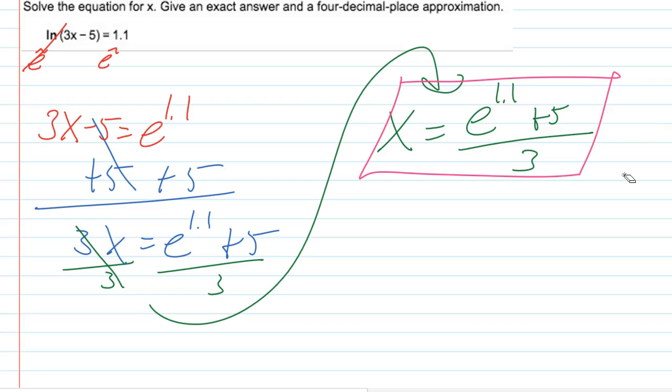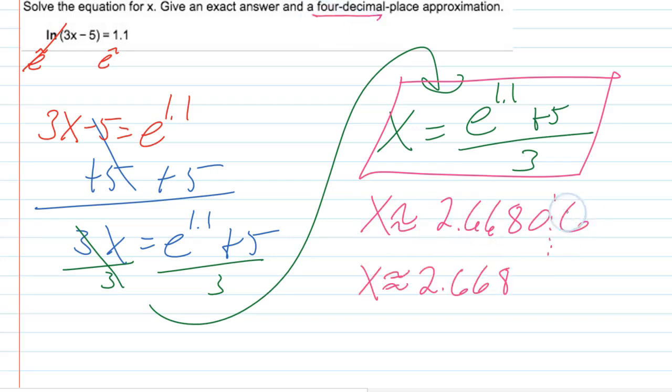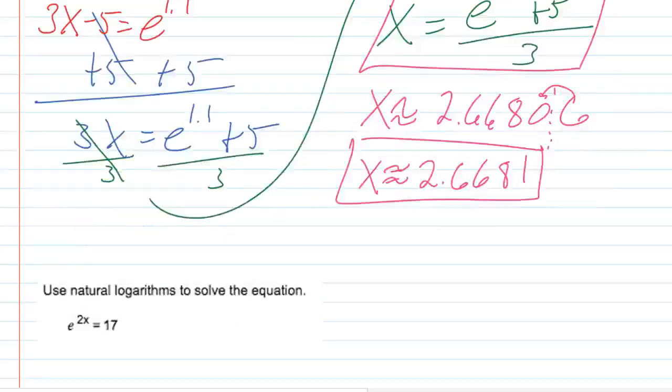It looks a little bit nicer, and that's more what we're used to, so that's what we're going to keep. Now, that would be the exact value. The approximate value is the one that you plug into your calculator. So you take that and you plug it into your calculator, and the approximate value comes out to be x is approximately 2.66806. They wanted 4 decimal places. The 6 is going to round the 0 up to a 1. So I'm left with 2.6681.